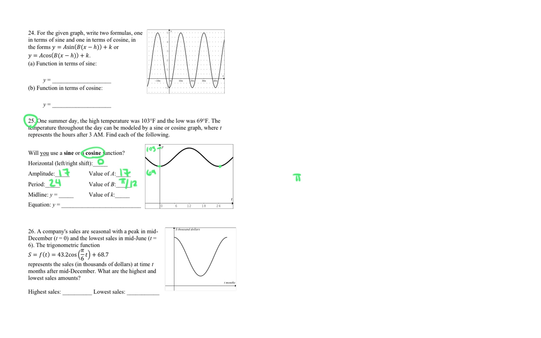Okay, then our midline, it'll be similar to our amplitude, but we're going to add this time, so it'll be 103 plus 69 over 2. That should give me 86. For the midline, and that will also be the value of k that the graph is shifted up.